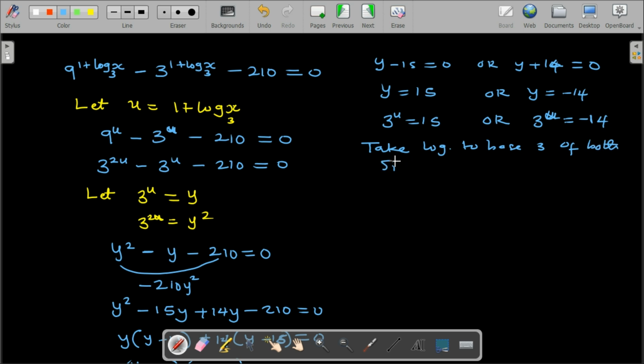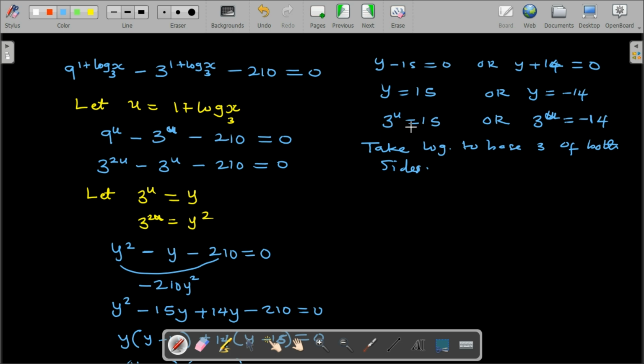of both sides. Now, why are we taking logarithm to base 3? Because our original expression is in logarithm to base 3, so it's much easier to apply logarithm to base 3 to both sides, so that we can keep our logarithm in base 3, so that when we substitute, we'll be able to bring together the logarithms in terms of the similar base.